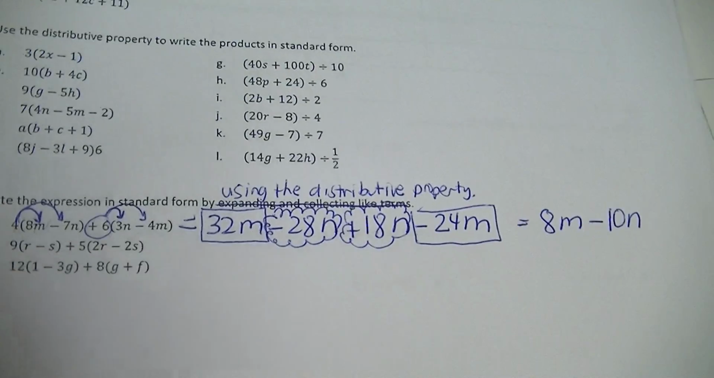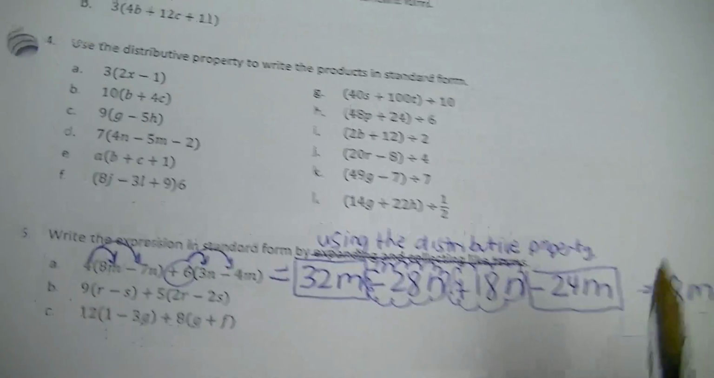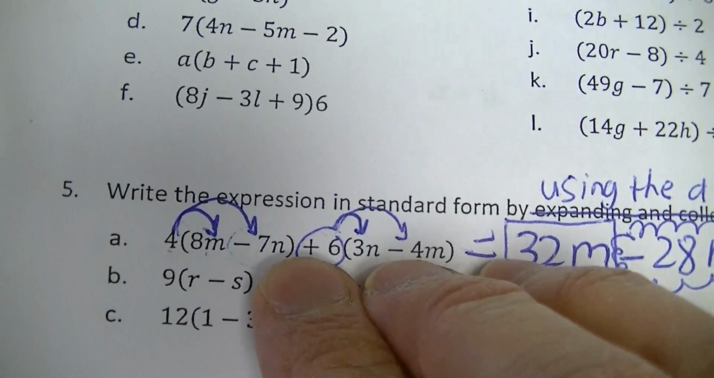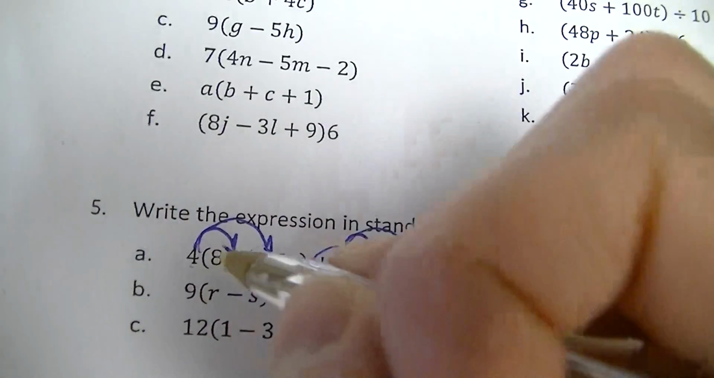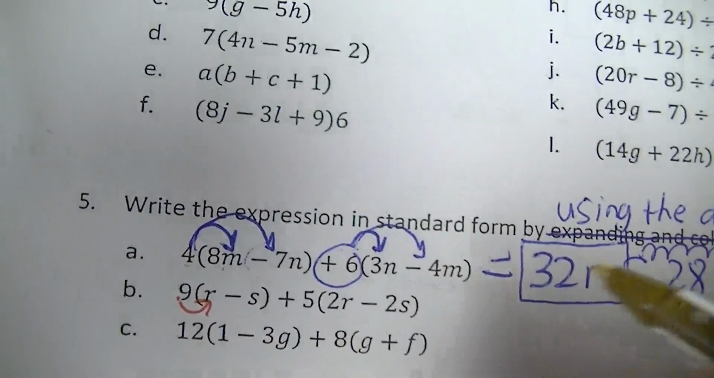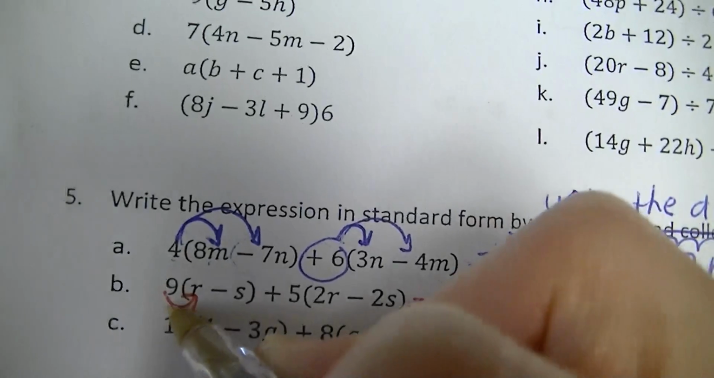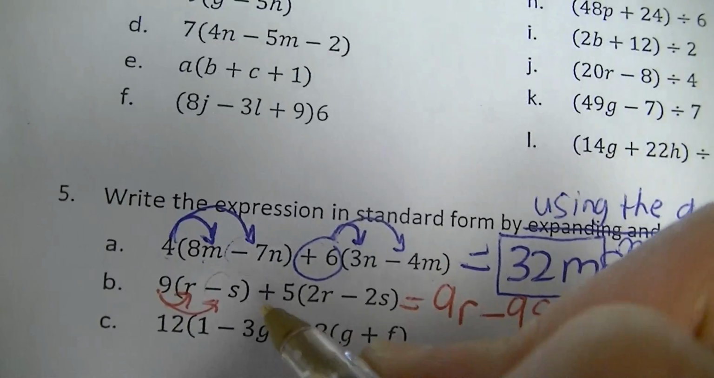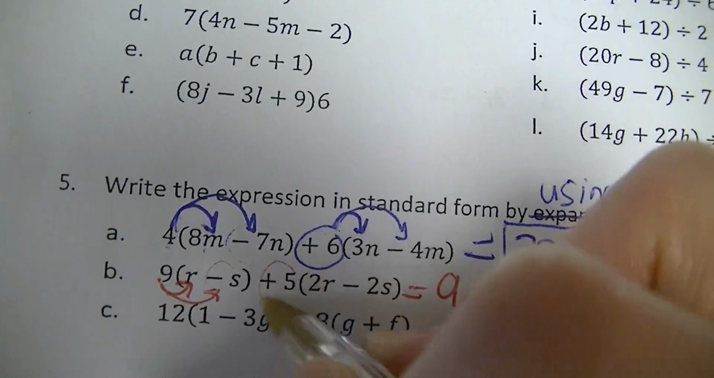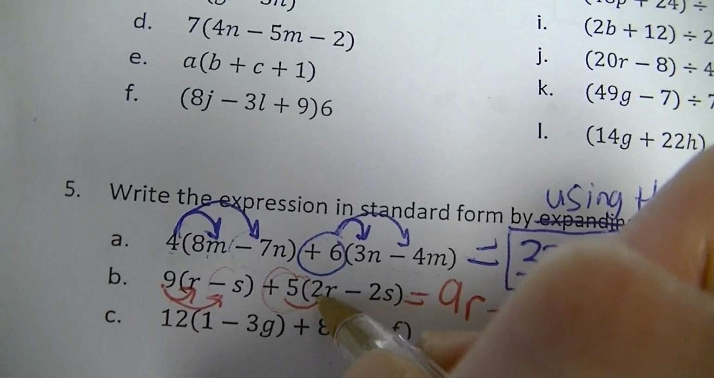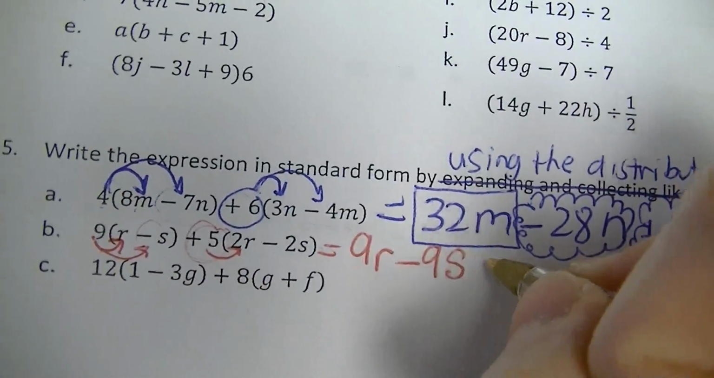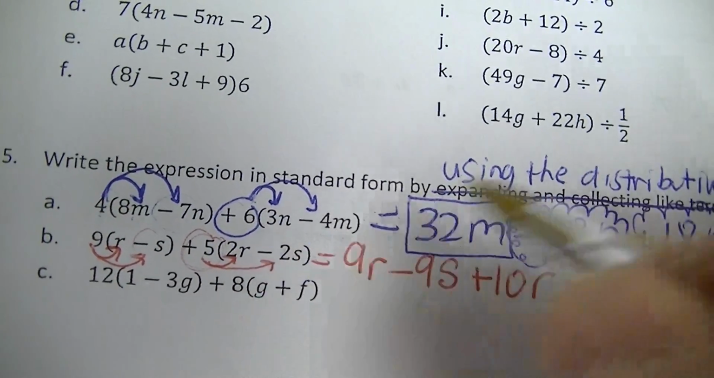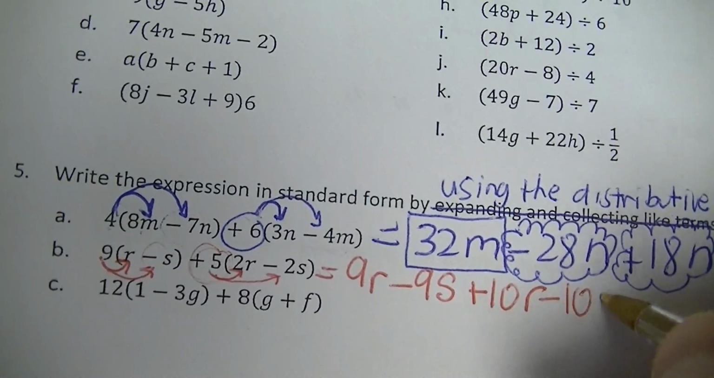Alright, the next one I'm going to do it in red so that hopefully you can distinguish between A and B. And right there, when you look at it, you see parentheses, and you should notice that there is a number directly in front of it, so you need to use that distributive property. So you need to go 9 times r, and that'll give you 9r. Then 9 times a negative s is a negative 9s. Okay, then that next set of parentheses also has a number in front of it. Positive 5 times 2r is a positive 10r. Then you got a 5 times a negative 2s is a negative 10s.